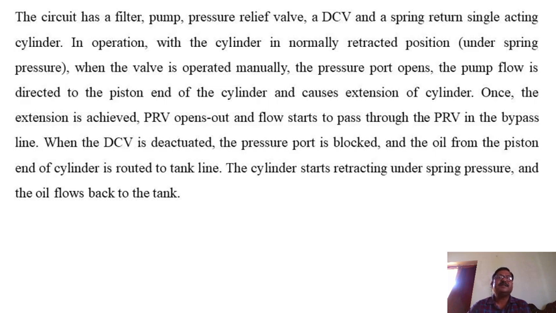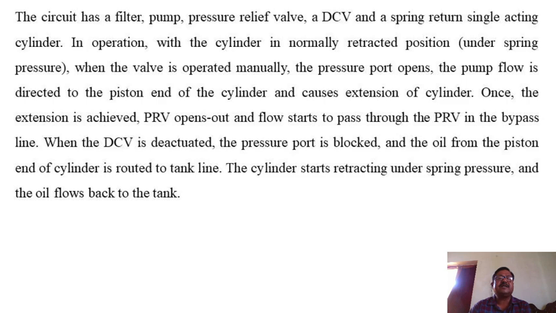You see the circuit has a filter, pump, pressure relief valve, direction control valve, and a spring return single acting cylinder. In operation, the cylinder is in the normally retracted position. When the valve is operated manually, the pressure port opens, and the pump flow is directed to the piston end of the cylinder, causing the extension of the cylinder. Once the extension is achieved, the pressure relief valve opens and flow starts to pass through the pressure relief valve in the bypass line.